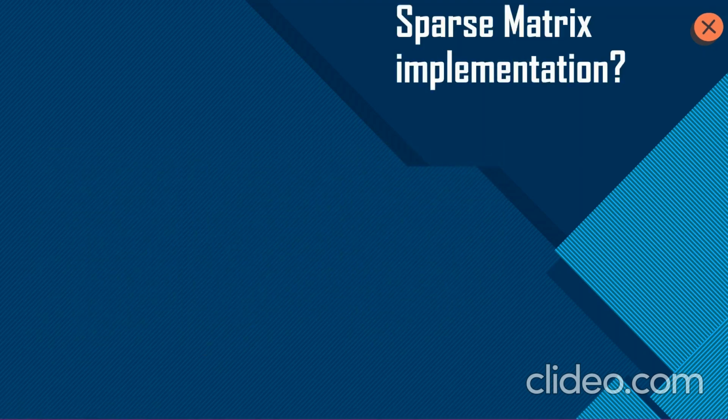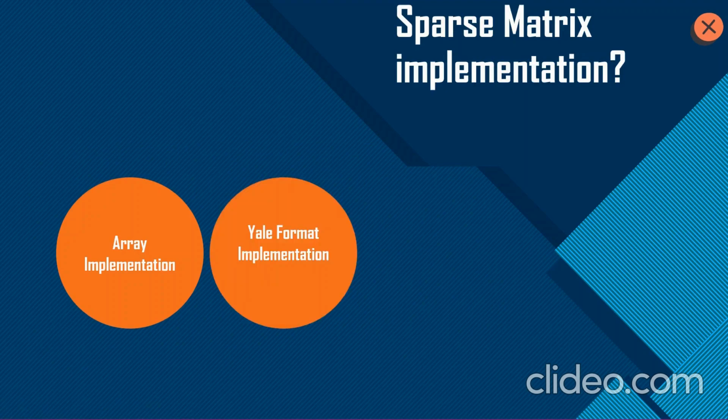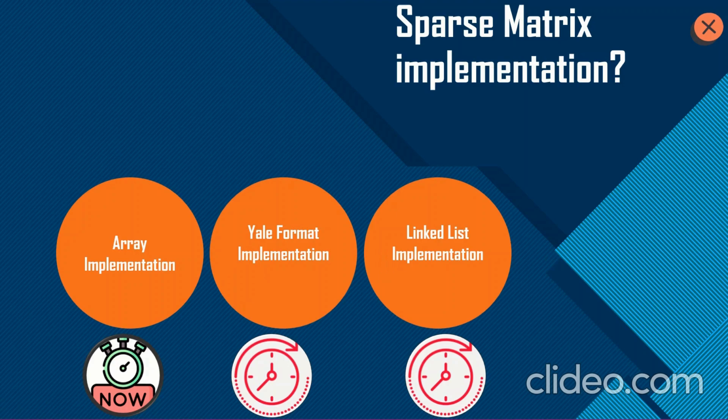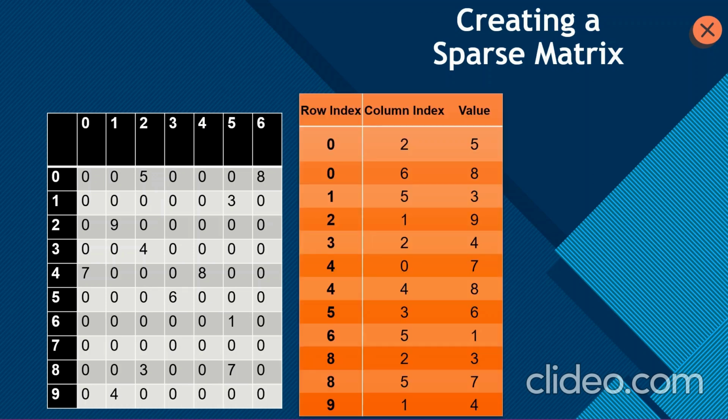Implementation part. We basically have three kinds of implementations: array implementation, the YALE format implementation, and the linked list implementation. We would be taking up the array implementation straight away, and the other two implementations would be discussed later, right? Here you can see a sparse matrix where we have lots and lots of zeros and a few non-zero elements. So what is the way of storing them in a specialized data structure, and what would be the structure of that specialized data structure, right?